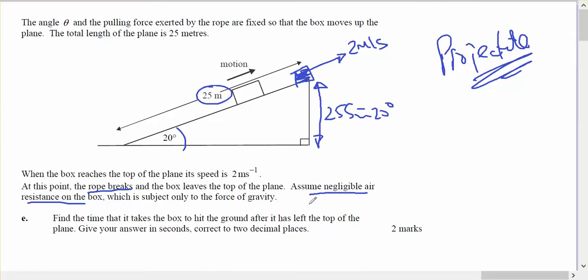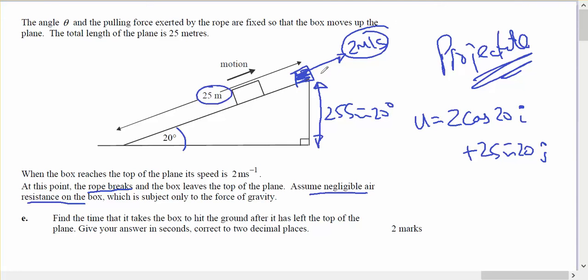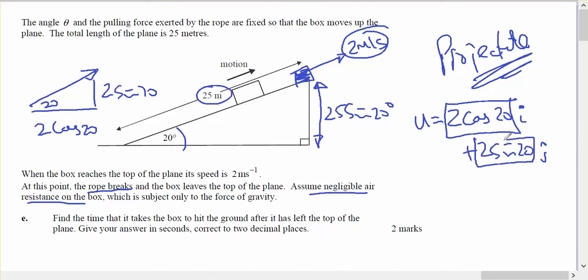So I need to be careful because I've got sideways and up and down. My initial velocity is going to be 2 cos of 20 degrees in the I plus 2 sine of 20 degrees in the J, because this 2 is going in that direction where that's 20 degrees. So I can break that into 2 times the sine of 20 and 2 times the cos of 20, and sideways is going to be the I component, and that's going to be the J component. Okay, and my acceleration is going to be negative 9.8 in the J.